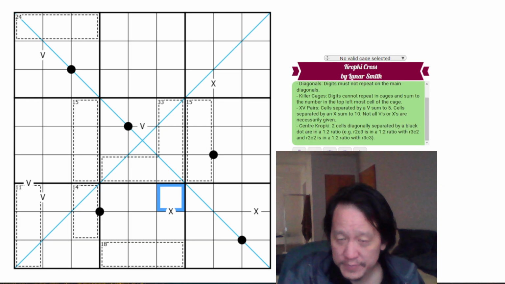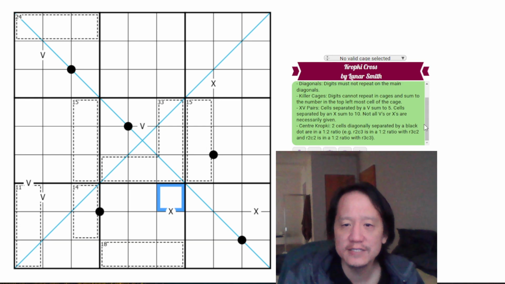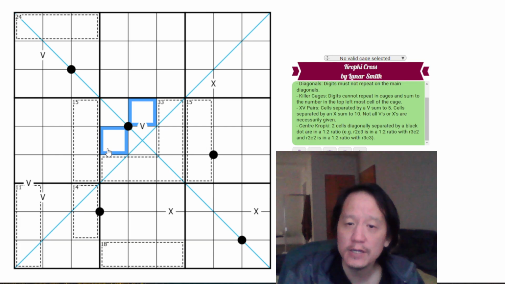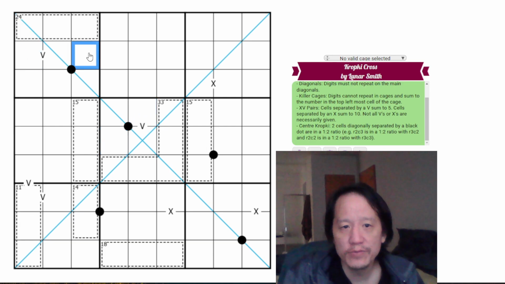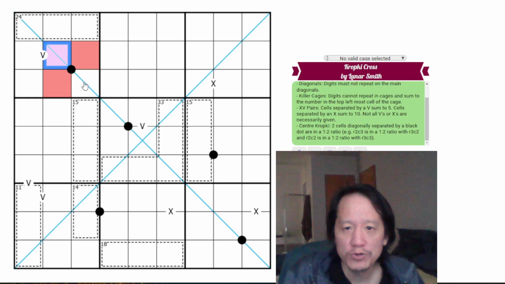Center Kropki. 2 cells diagonally separated by a black dot are in a 1:2 ratio. So this is diagonally separated. Interesting. That is, for example, row 2, column 3. So this one is in a 1:2 ratio with row 3, column 2, which it is. And row 2, column 2 is in a 1:2 ratio with row 3, column 3.